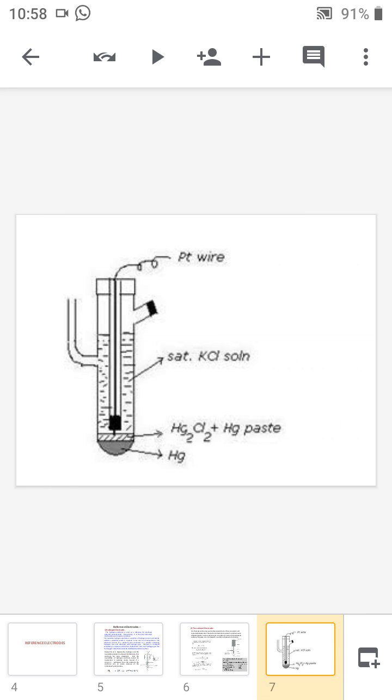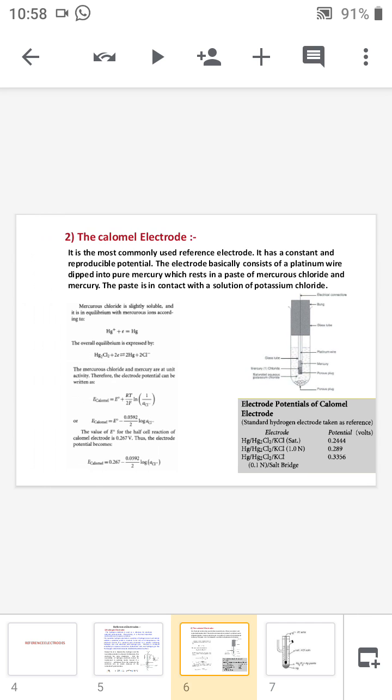Then if you are filling the KCl with a saturated solution, the potential of the calomel electrode is 0.2444. If it is a 1 normal solution, then the potential is 0.289. If it is a 0.1 normal solution of the KCl, then the potential of the calomel electrode is 0.3356.